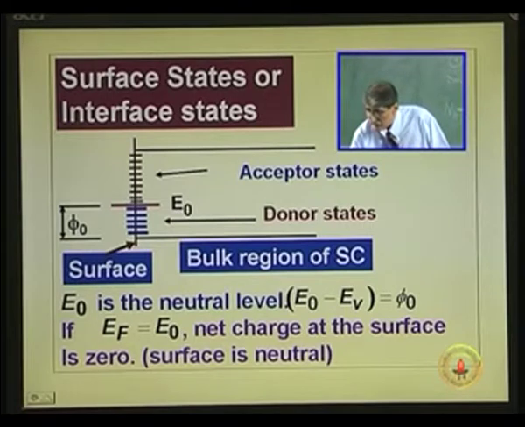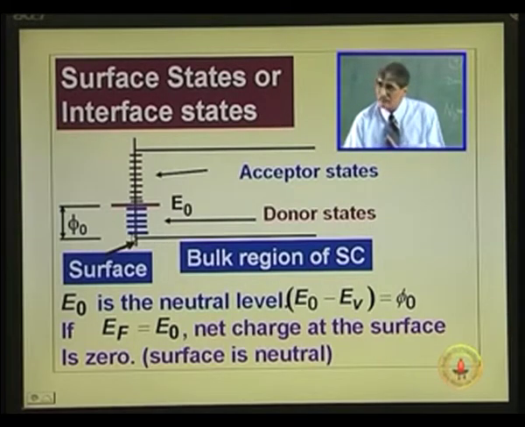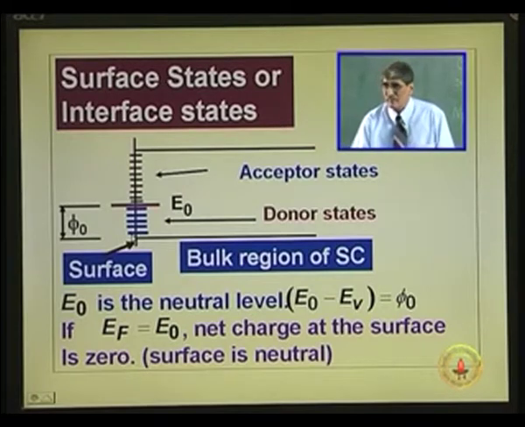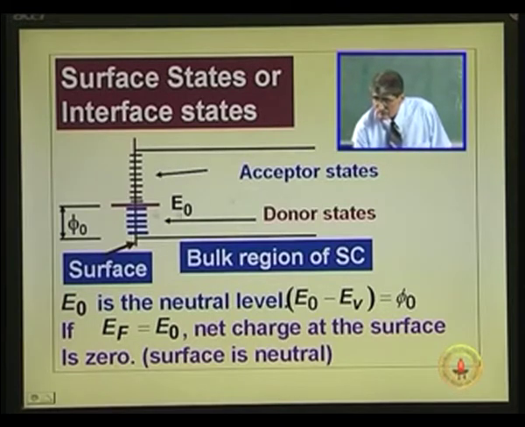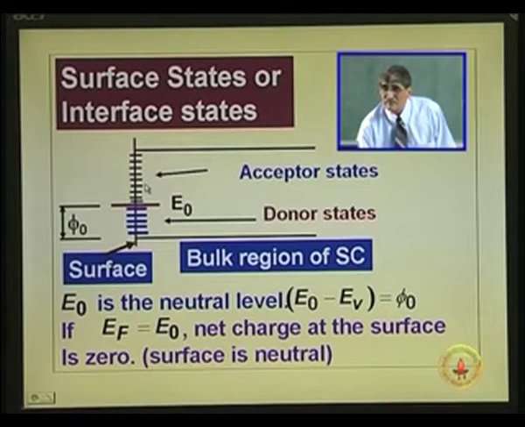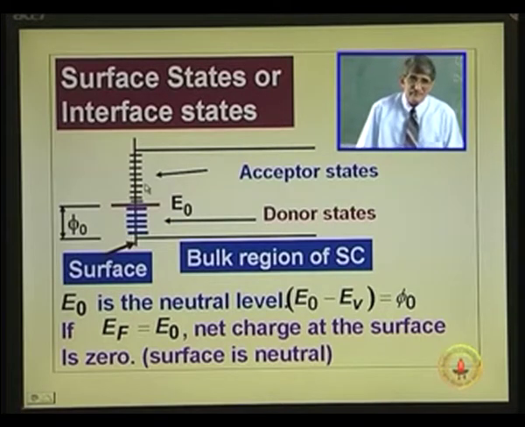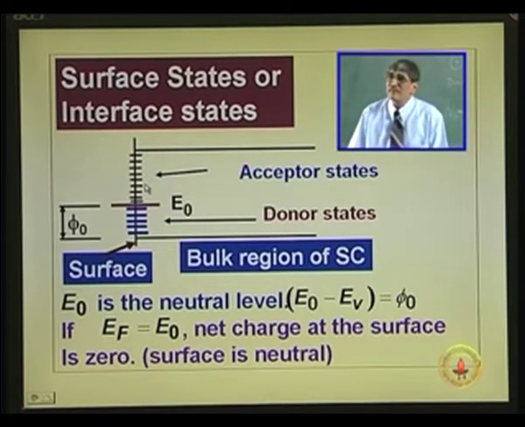All these states below this neutral level, which are donors, are occupied. Total charge there is 0 when it is occupied. And all these states above that are acceptors, they are not occupied with electrons, so that is neutral.